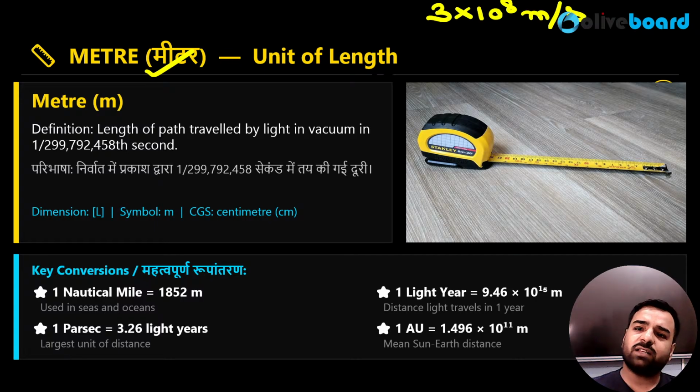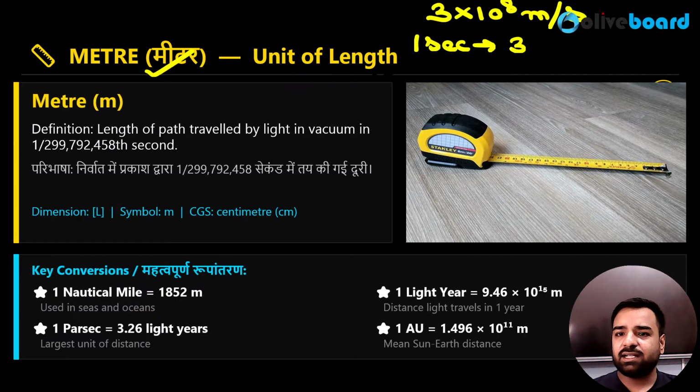So the speed of light in vacuum is 3 into 10 to the power 8 meter per second. Very simple part. Now tell me one thing. In 1 second, what will be the total length that light will travel? So sir, what a simple question. You have already given its speed. So that means in a single second, light can travel 3 into 10 to the power 8 meters, right? No doubt about it, right?